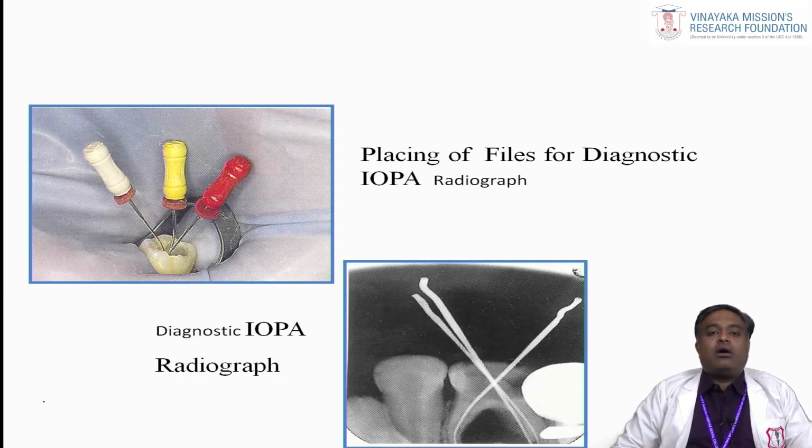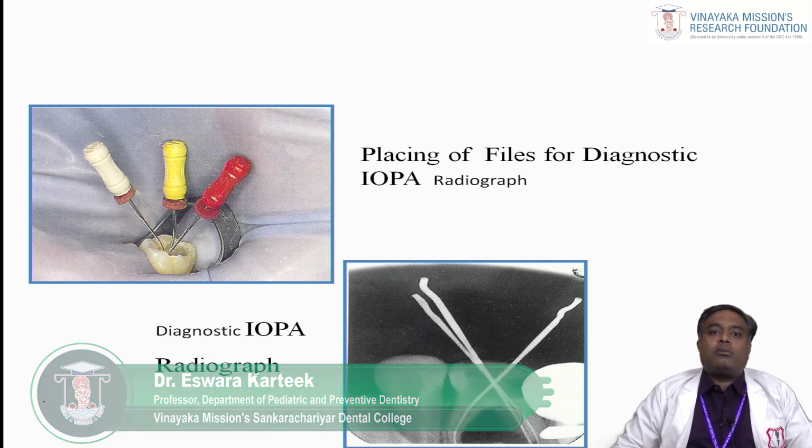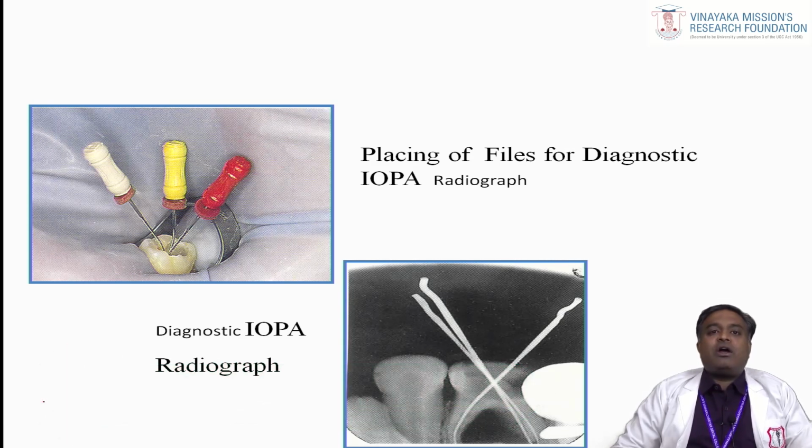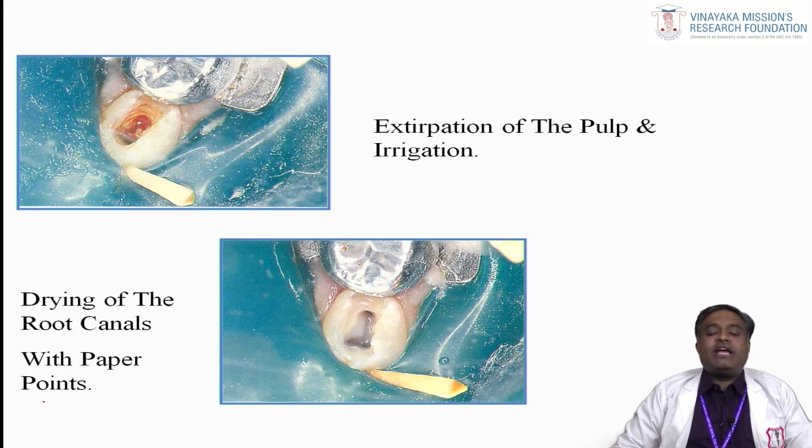Placing of the files: usually if 3 canals are present, we will keep different files, one H file and one K file, or 2 K files and 1 H file, and place them in the canals to identify the canals properly in the radiograph. After that we have to take a diagnostic IOPA radiograph with the files in the canals. After that, extirpation of the pulp and irrigation should be done.